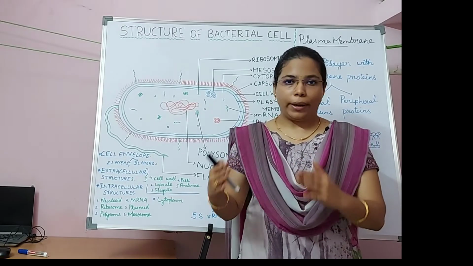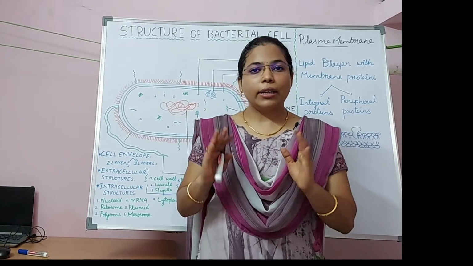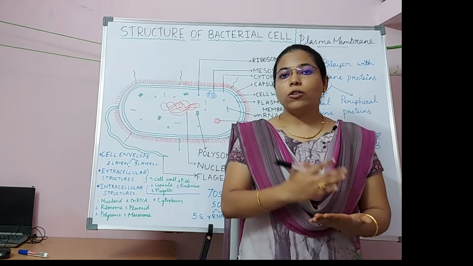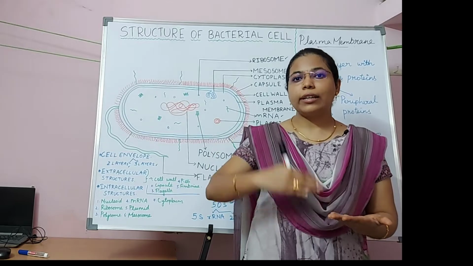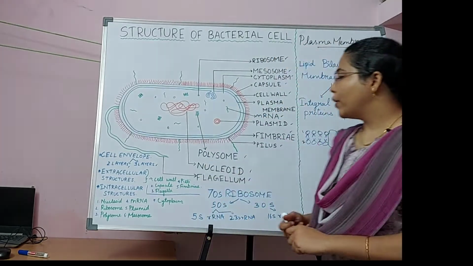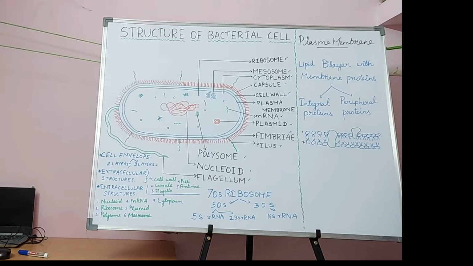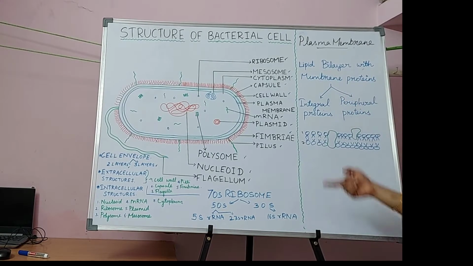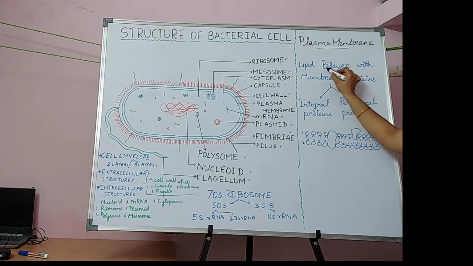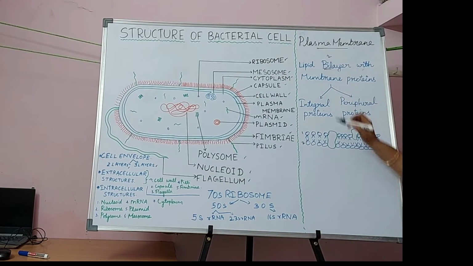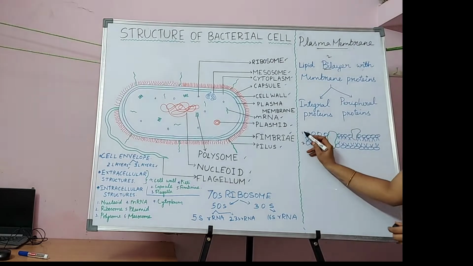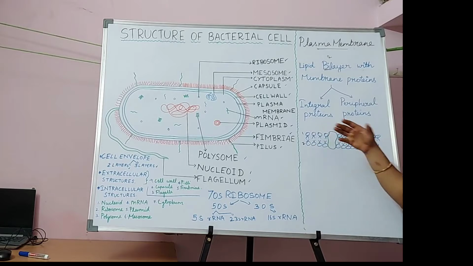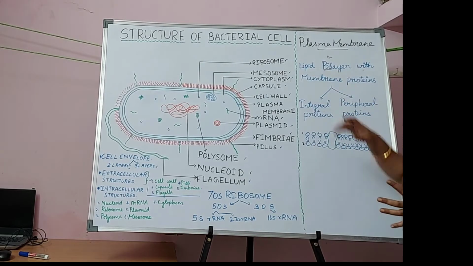First we will see about plasma membrane. Plasma membrane is a layer that is enclosing the bacterial cell. It is the one that controls the movement of molecules inside and outside the bacterial cell. When you look at the structure of plasma membrane, it is made up of a lipid bilayer with membrane proteins. So bi represents two. So two layers of lipid are present. This is one layer of lipid and this is the second layer. These two layers are joined together to make a lipid bilayer.